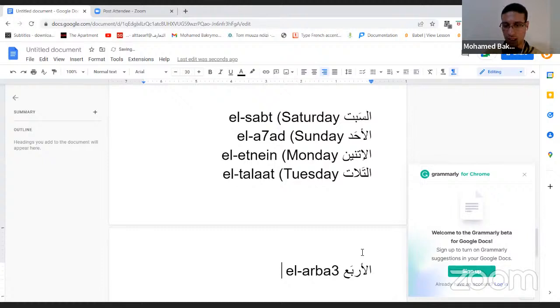الأربع. Again, when the alif is following the lam, written like this, so الأ and then أربع. الأربع, of course, it means Wednesday.